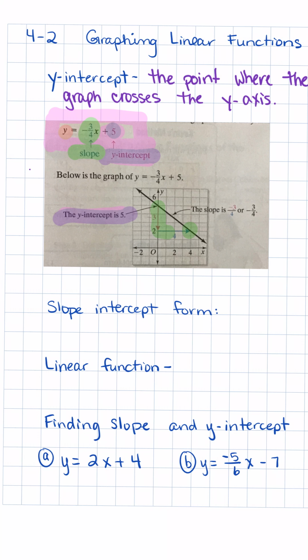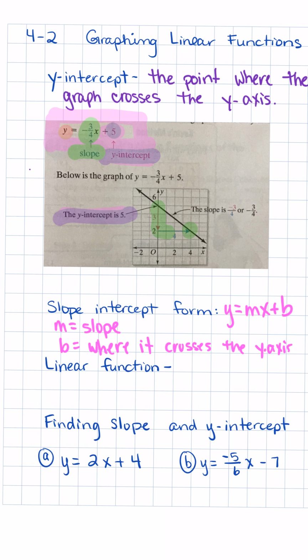So slope-intercept form equals y equals mx plus b. And in this equation, m equals the slope and b equals where it crosses the y-axis. Okay? If you know where it crosses the y-axis and you know the slope, you can define the line.